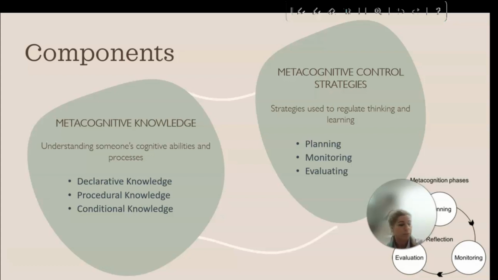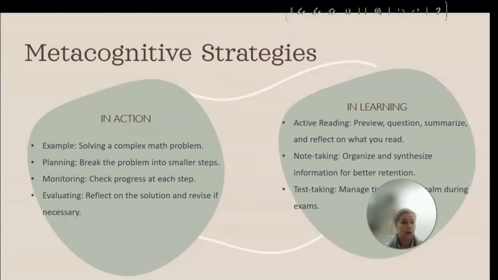When it comes to monitoring, monitoring is keeping track of your progress and understanding if you are on the right track. And evaluating has to do with assessing the effectiveness of your strategies and making adjustments if needed. Does this work? Does that work? What adjustments do we need to make? So those are the phases of metacognition, and it revolves around reflection.